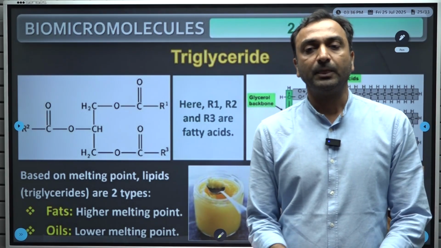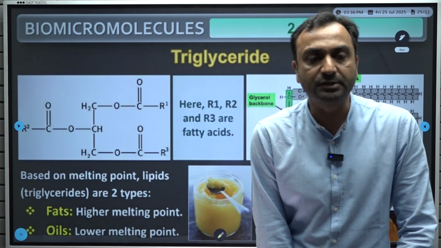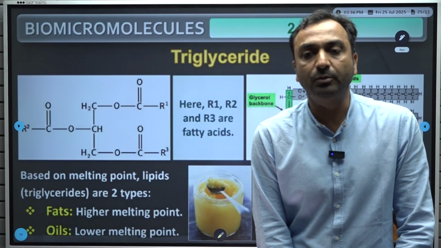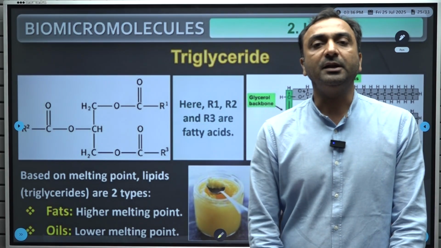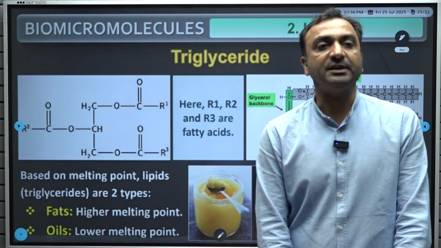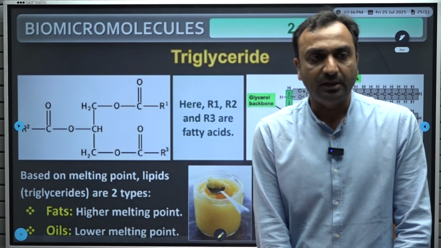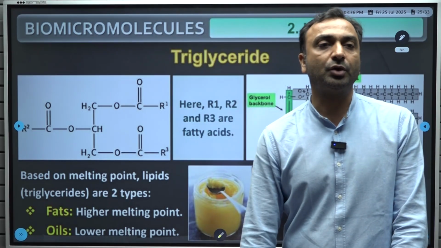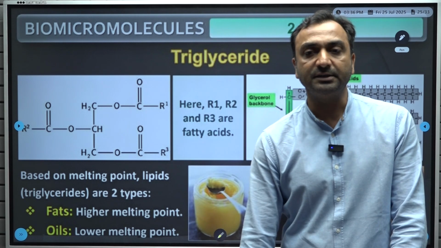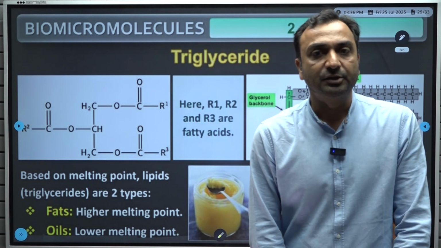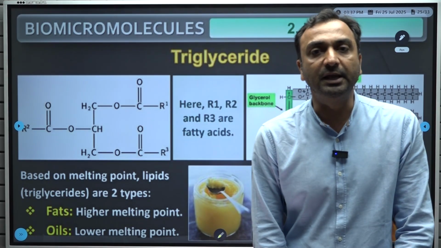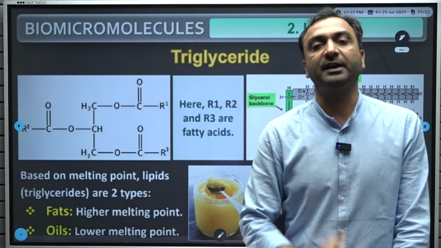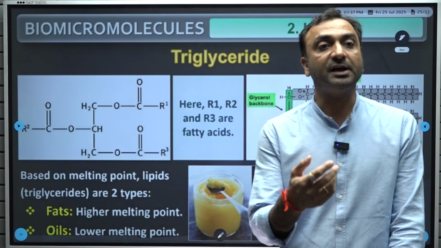Oil and ghee. Okay, lipids stored inside plants are, most of the time, in the form of oil, and lipids stored in animals are in the form of fat. Oils are the stored form of lipid in plants, and fats are the stored form of lipid in animals, and they both are triglycerides, right? They both are triglycerides.